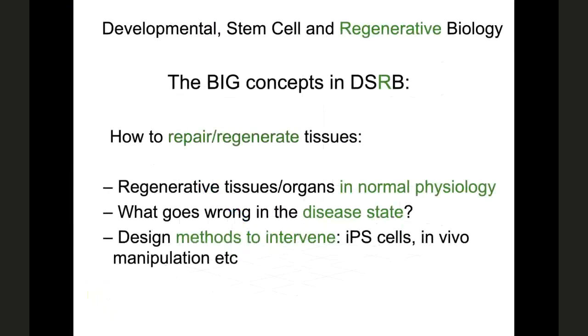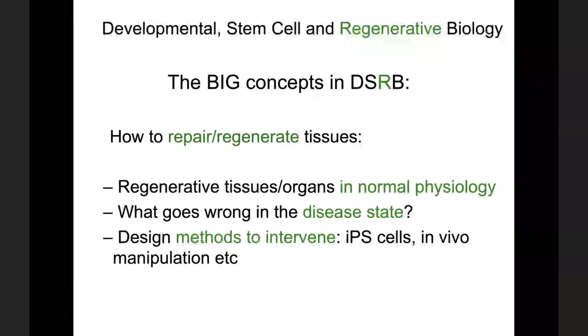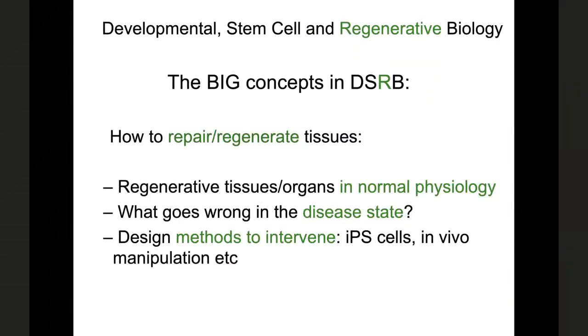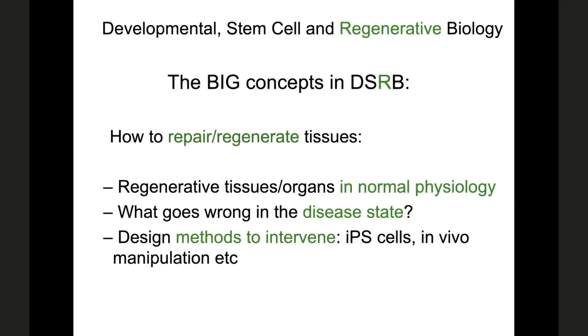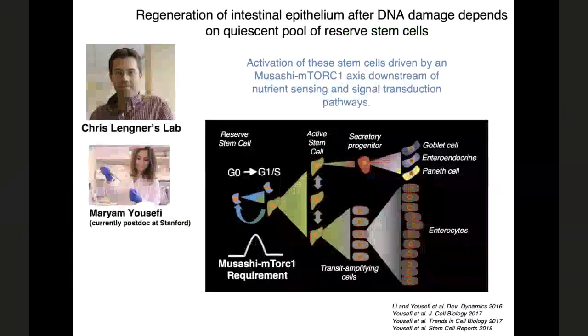Turning to the last area of research, regenerative biology, where tissues are repaired, and this can occur in normal physiology or in disease states, or following injury. And of course, iPS cells are an important part of this research as they're used to intervene and manipulating them to repair tissues in restorative medicine.